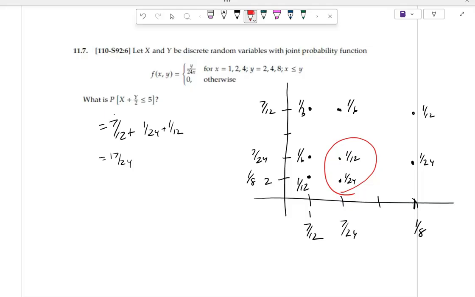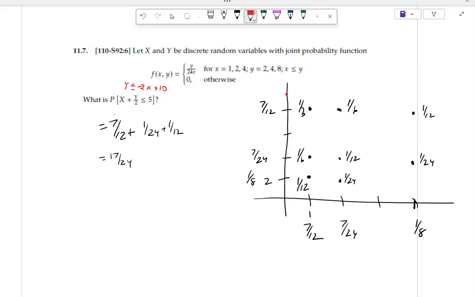Another way we could have thought about this from the picture, which will also help us when we get to continuous distributions. I want x plus y over 2 to be less than or equal to 5, right? I could rewrite this as y is less than or equal to 2x plus 10, if I put it in slope-intercept form. Negative 2x plus 10. Sorry, forgot to subtract my x, right? We agree with that? Okay.